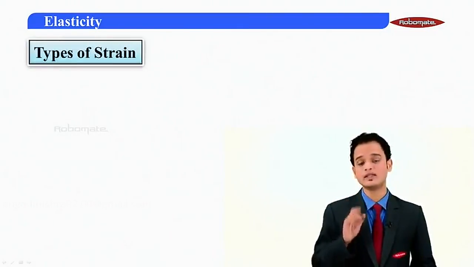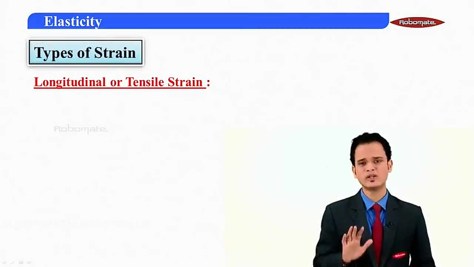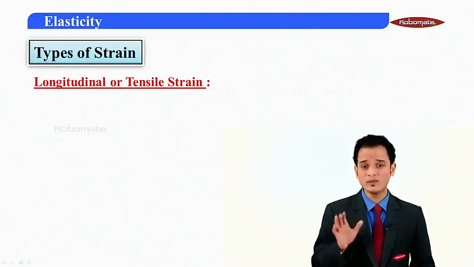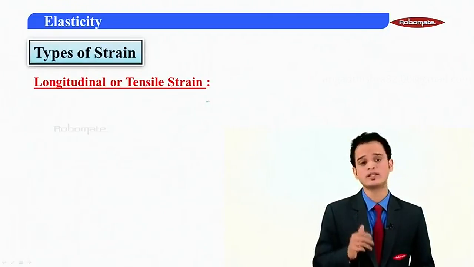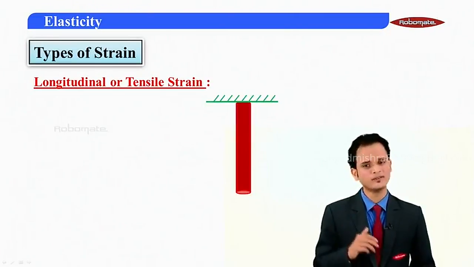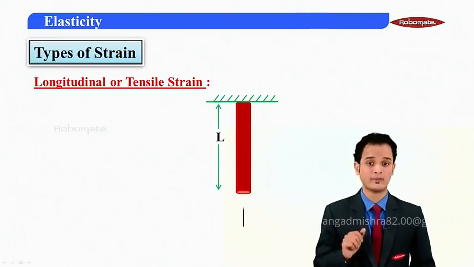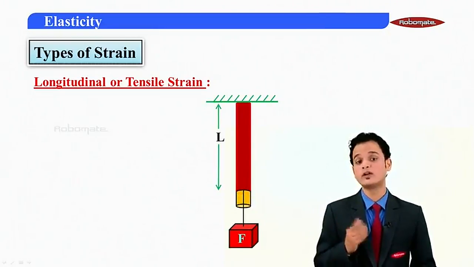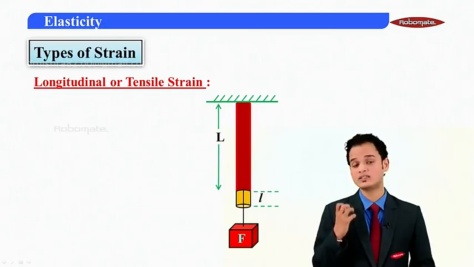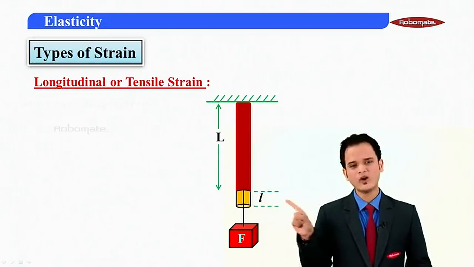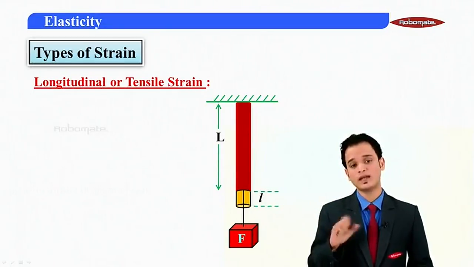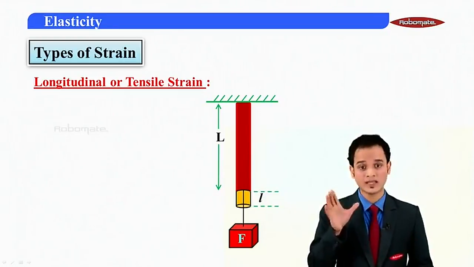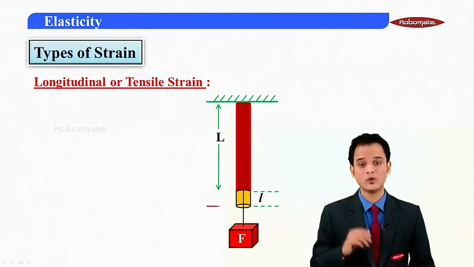Further, let us go ahead and see the types of strain. Here also students, we have got three types. Longitudinal or tensile strain. We'll be starting with this longitudinal or tensile strain first. So suppose we have the same wire, original length capital L. We have a load over here that is going to exert a force F. The elongation is going to be small l. Can I call this small l the change in length? Obviously students, whatever was the original length capital L has been changed by the small l.